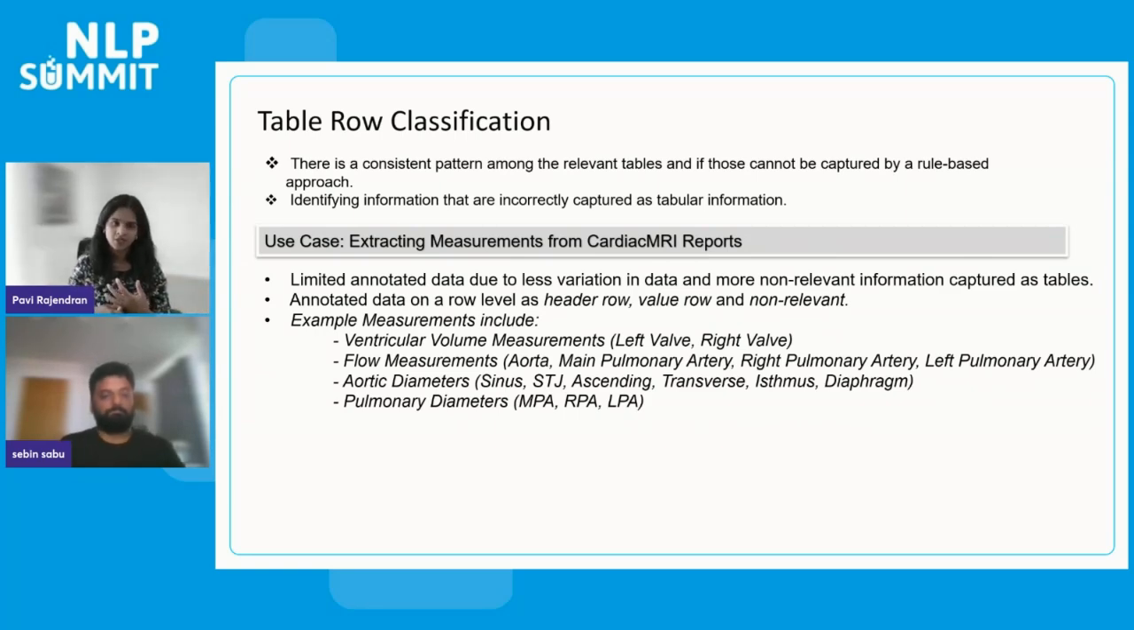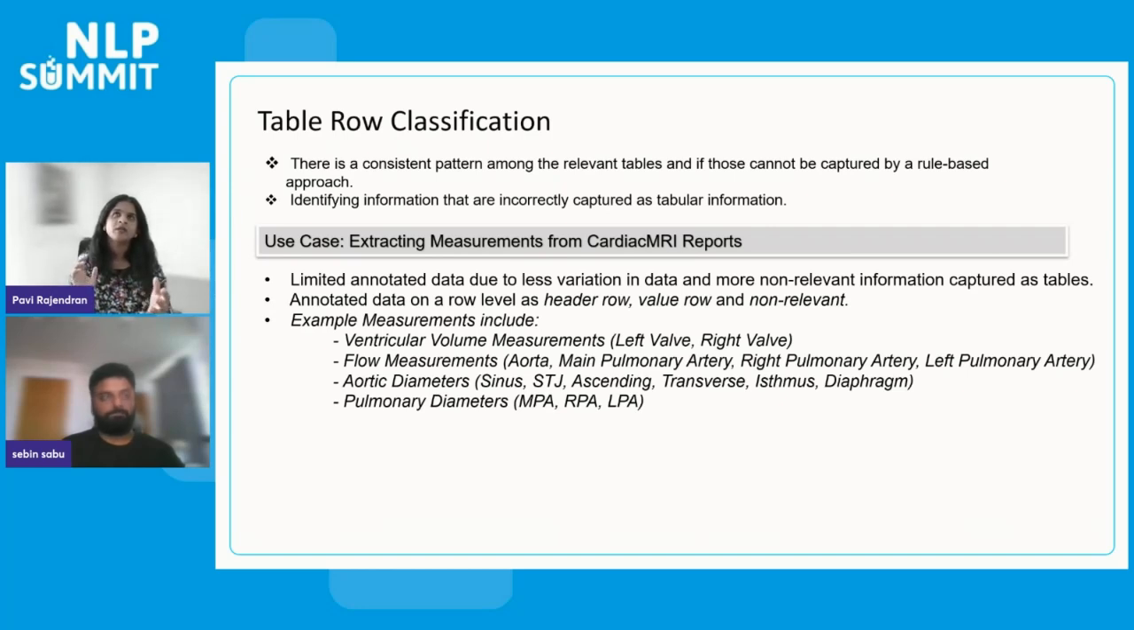One was the heterogeneity in the data. The other one was when we detect the tables from these PDF documents, we found that a lot of incorrect information was captured as tabular information, which reduced the performance of a rule-based approach. So the next thing we did was, we knew that there is less variation in the data, and there was a consistent pattern among the tables.